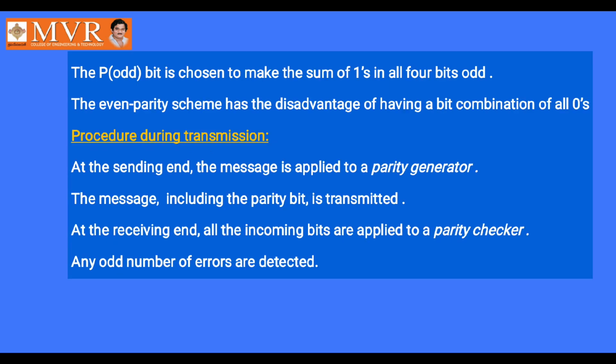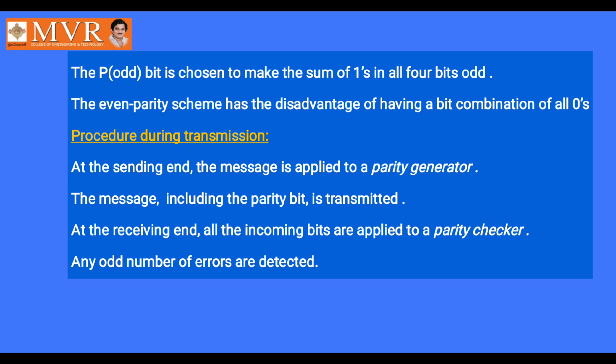See the P bit. P stands for parity bit. The parity bit is chosen to make the sum of ones in all 4 bits odd. Odd means if you have 1101, 3 ones are there, so odd. 1001, 2 ones are there, it is even. Like that we can go ahead with odd parity or even parity.